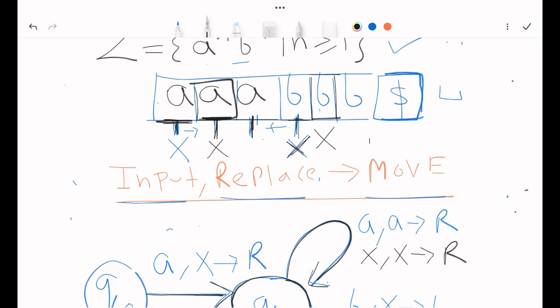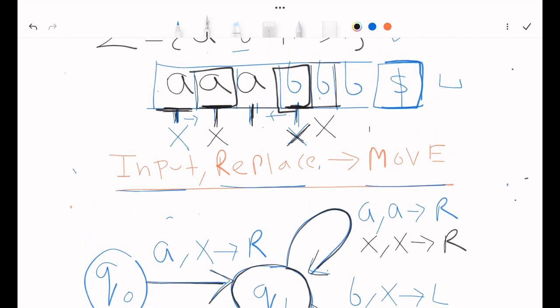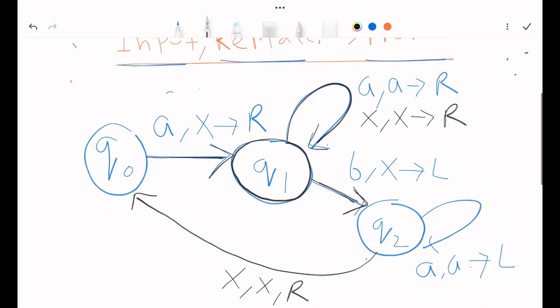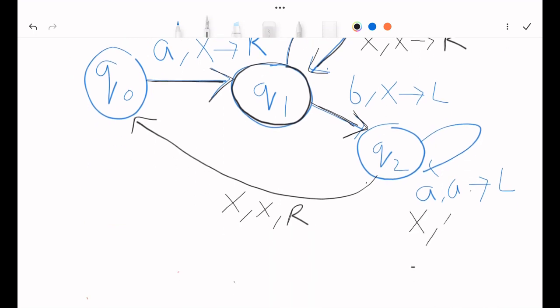And move left. When you are moving left, B at this position, X is here. You can see I already replaced. So B replaced by X, then move left. Now I am here at this position. What I will write? X replaced by X and move left.